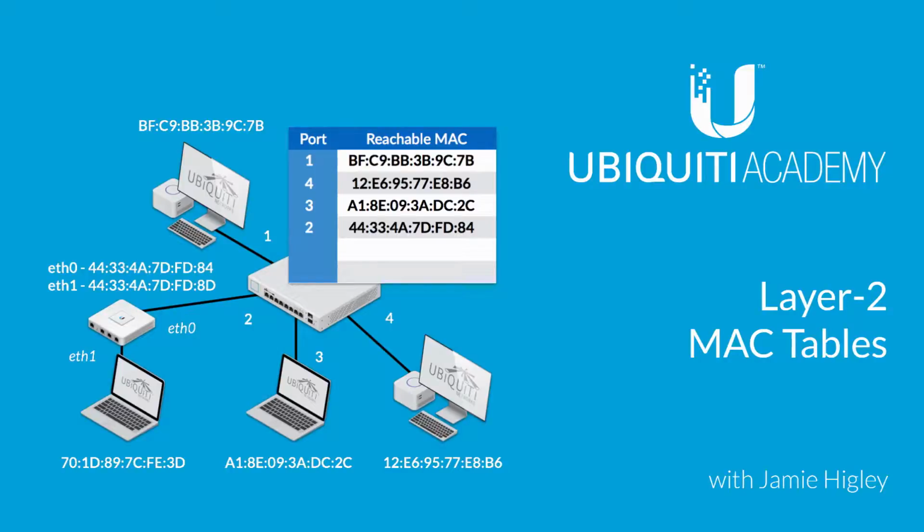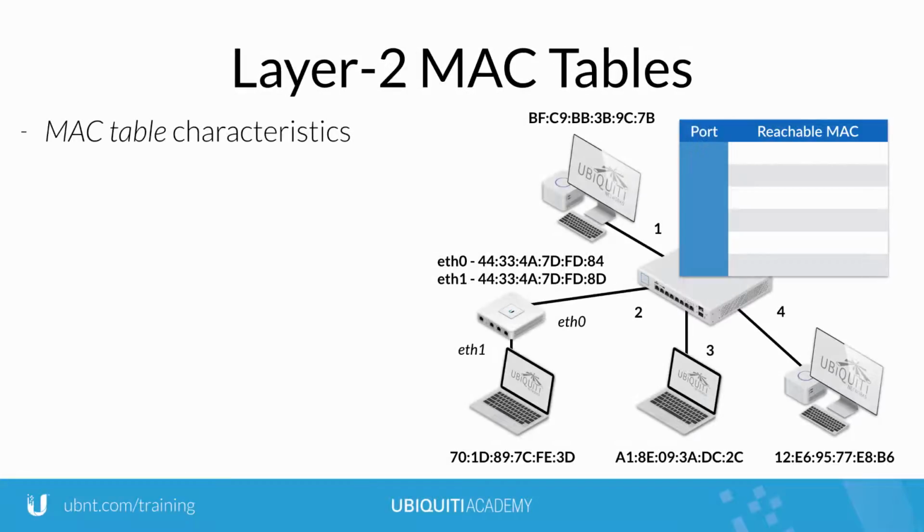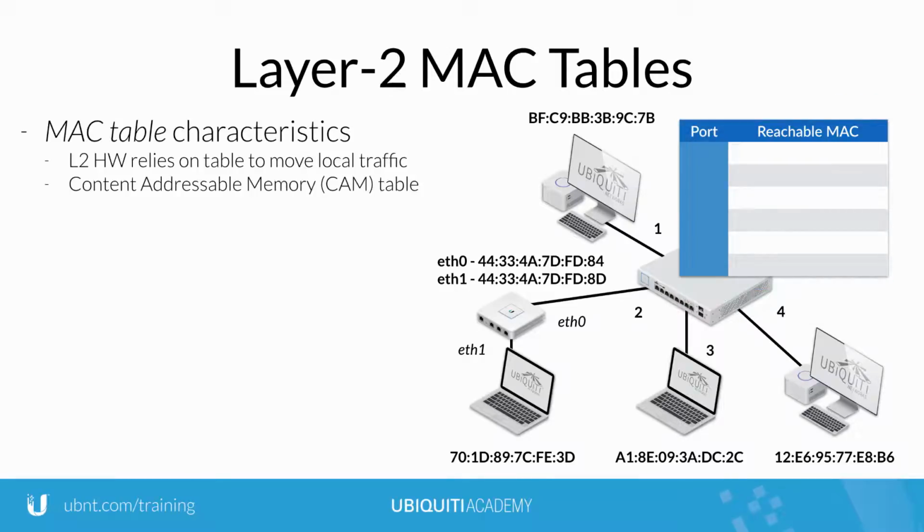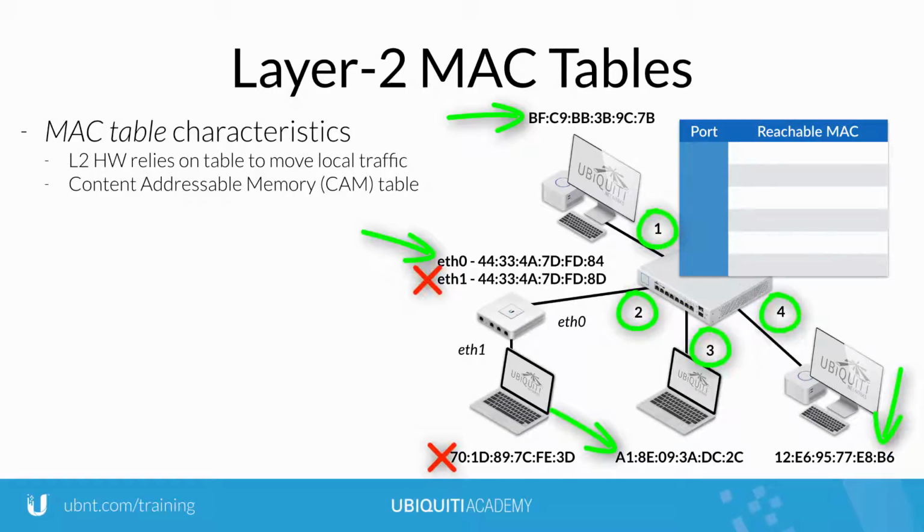Layer 2 MAC tables. Network switches and access points connect hosts on the same local network and move traffic according to information stored in their MAC tables. Also known as the Content Addressable Memory or CAM table, the MAC table keeps track of the interfaces or ports on which a given MAC address can be reached.